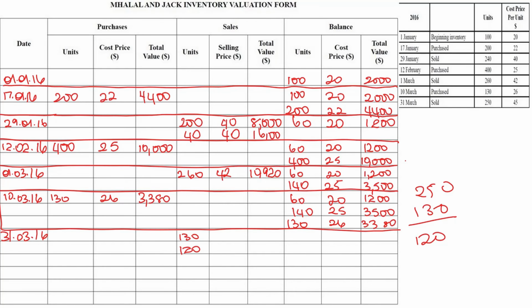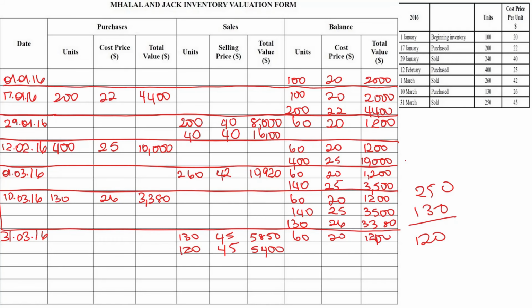120. The price that we sold it at was $45 per unit. So 130 units by $45 per unit gives us $5,850. 120 units by $45 per unit is going to give us $5,400.